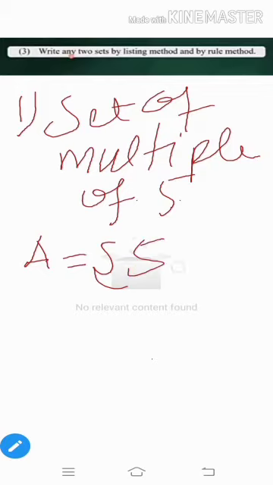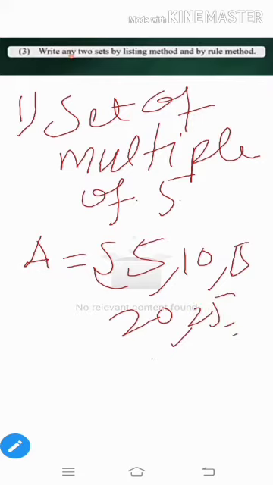5 1 is 5, 5 2 is 10, 5 3 is 15, 5 4 is 20, 5 5 is 25, and it continues. We write 5, 10, 15, 20, 25 and continue, because here it is just given set of multiples of 5. Set of multiples of 5 means there are a lot of multiples of 5. We start from 5, 10, 15, 20, 25 and continue.